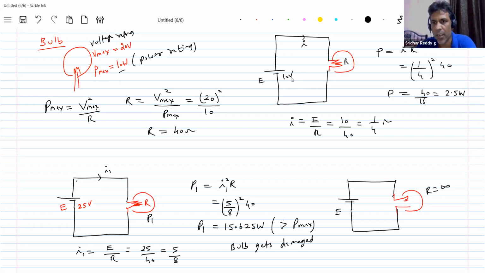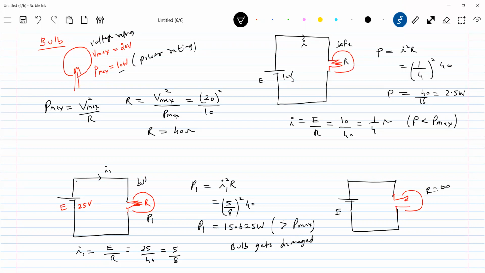So, the technical words, these are P max. So what is the thing now? The bulb is safe. So what about P1 greater than P max? The bulb is not safe. Not safe means it got damaged.